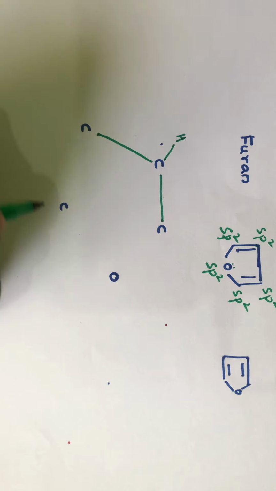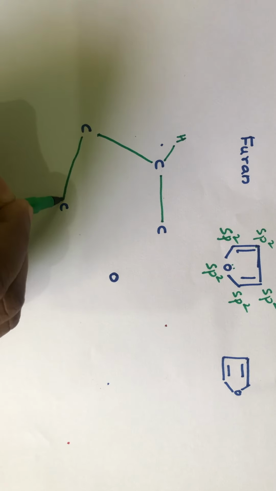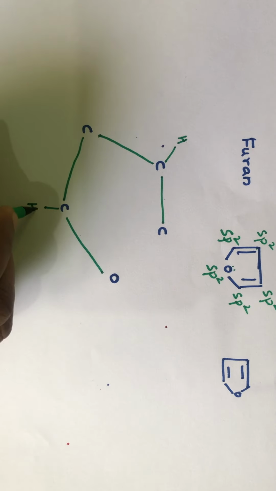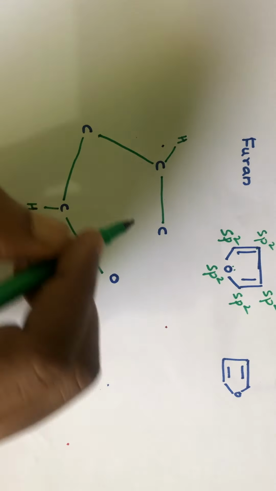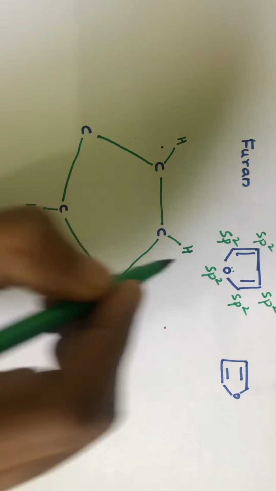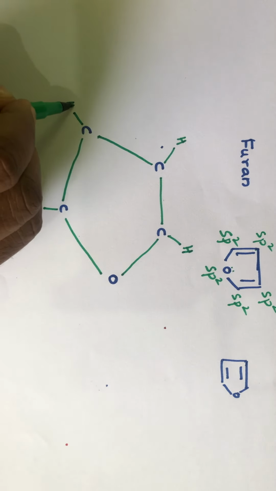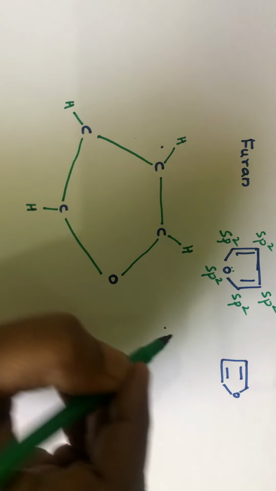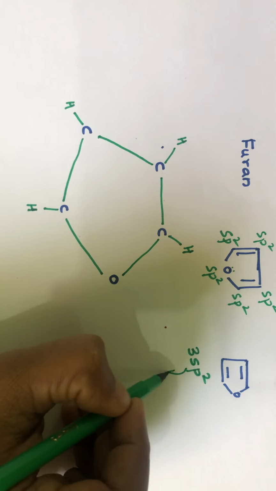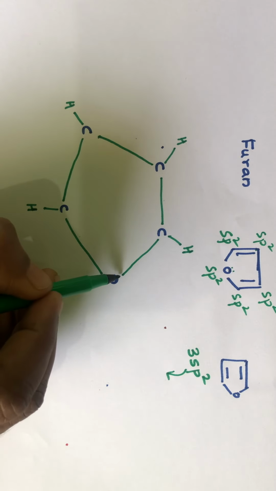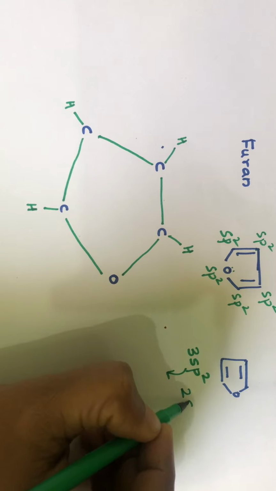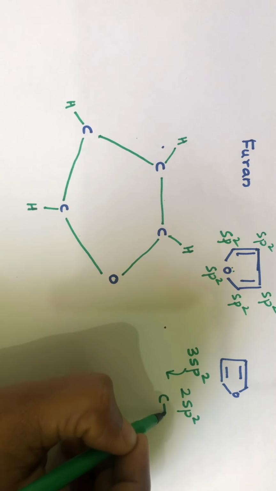Similarly, this carbon will form a bond with this, a bond with oxygen, and then hydrogen. This also the same thing, carbon, then hydrogen. This also the same thing, hydrogen. So this also has 3 sp2. Out of 3 sp2 it has formed a bond with this carbon and a bond with this carbon. That means out of 3 sp2, 2 sp2 form carbon oxygen bonds.